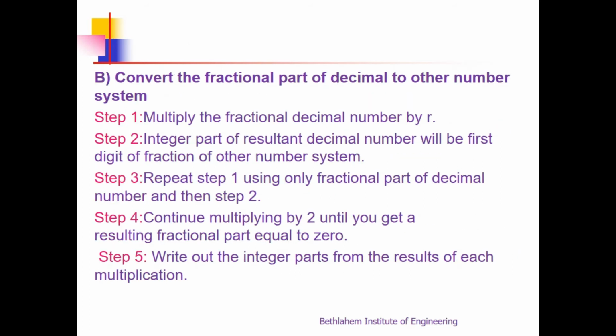Then this is the procedure for conversion of the fractional part of a decimal number to another number system. Here we follow a multiplication procedure. We multiply the fractional part of the decimal number by the base of the other number system, and continue the process till we get the fractional part as 0. We will get a clear idea of this conversion while solving the numericals.